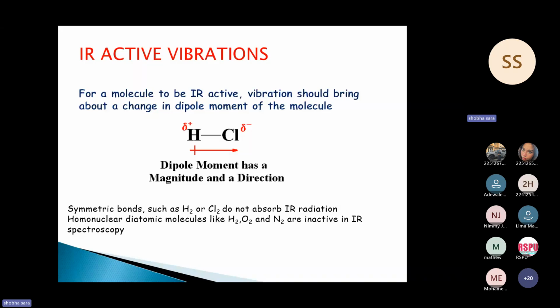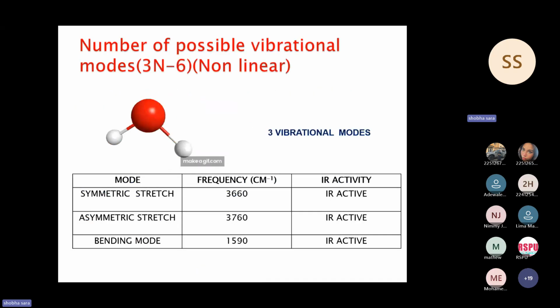For example, HCl, we can see there is a dipole moment. It is a polar bond, so it will definitely show in an FTIR spectrum. But for certain molecules like H2, Cl2, we can see they are homonuclear diatomic molecules. They are IR inactive.